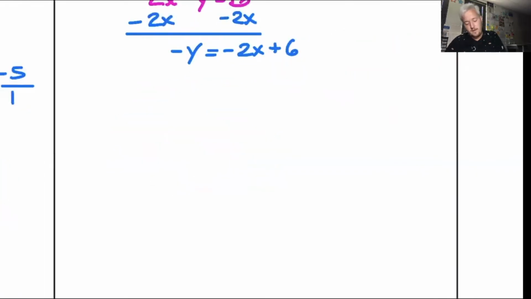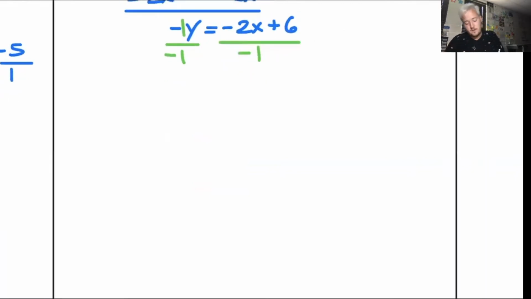All right, so I still have that negative 1 right here that I need to get rid of. So with that negative, what I have here is negative 1 times y. Because I'm multiplying, I'm going to divide by that negative. Whenever you divide by a negative, all that means is you just flip the signs. So negative goes to positive, positive goes to negative. So I'm going to have y equals, negative 2x over negative 1, then plus a 6 over negative 1.